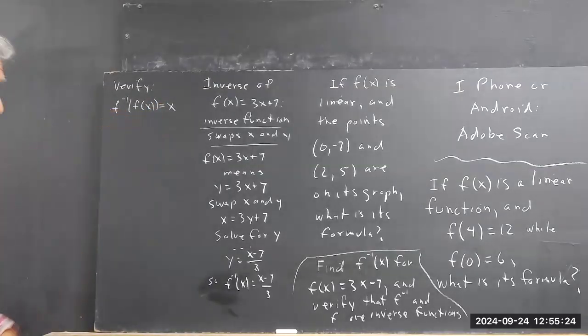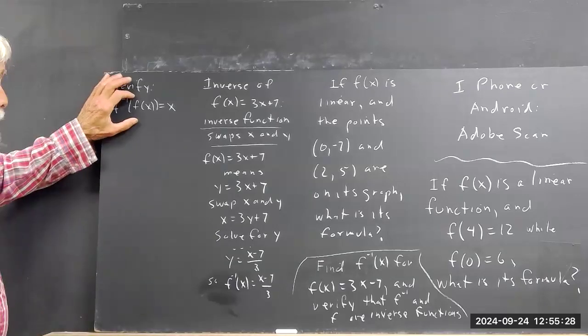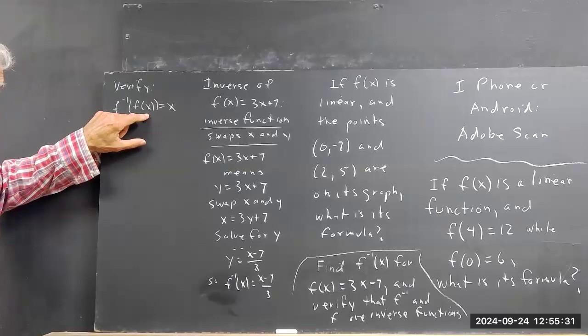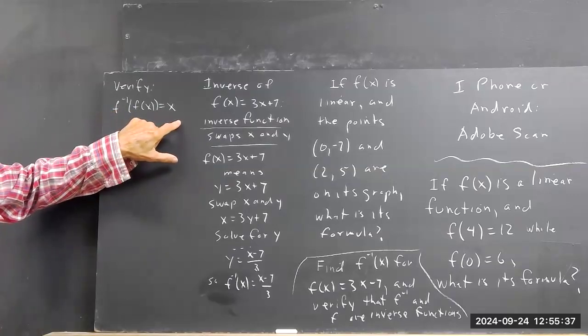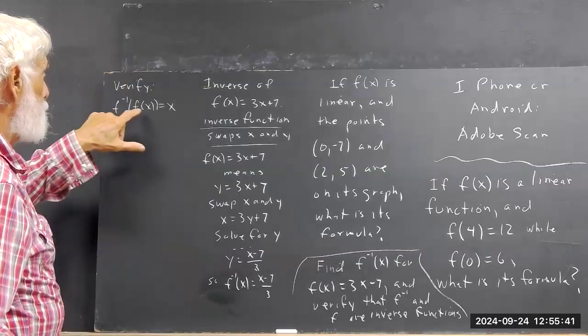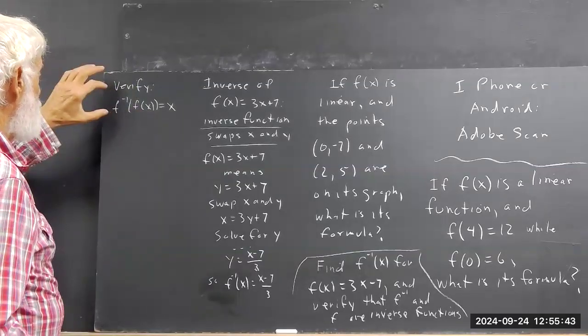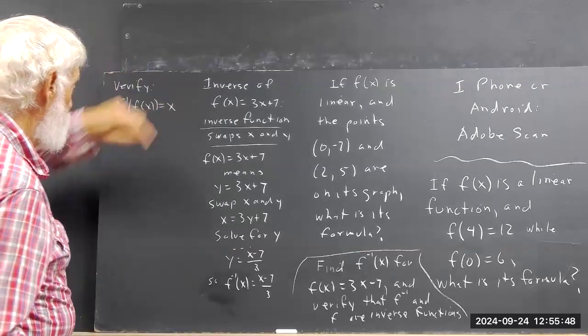f inverse of f of x equals x, because that's what inverse functions do. f of x does something to x, gives you an output. If you apply f inverse to that output, you get x back. It undoes. This function undoes this one. This one operates on x, and whatever it gives you, this one undoes it, so you get x.